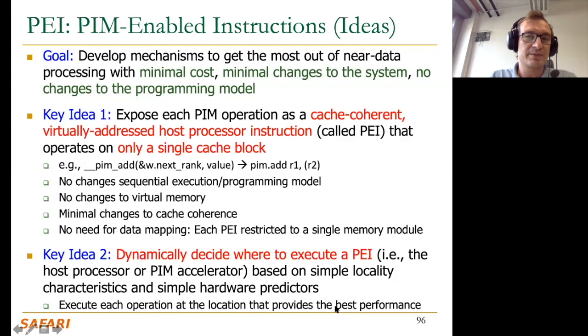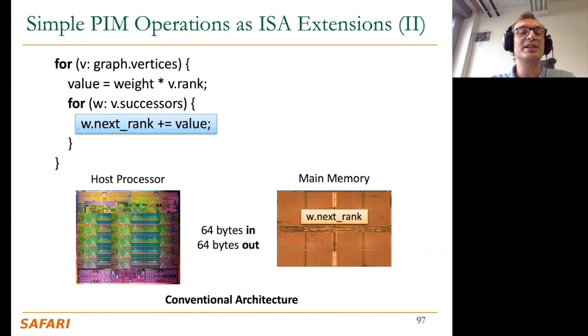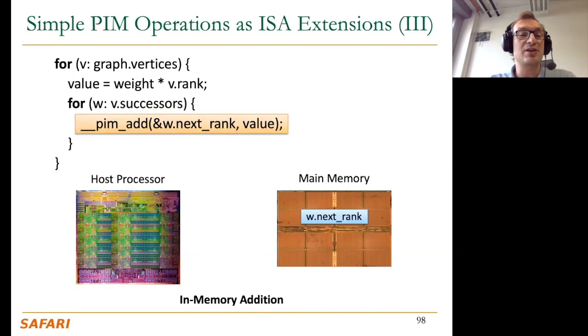So let's take a look at this a little bit by using the same example we had before. This is the PageRank example. If you want to update this next rank, you need to bring the cache block associated with it. You need to write back the cache block associated with it. So you're actually moving 128 bytes in total, assuming your cache block size is 64 bytes. Now, if you change this to a PIM-enabled instruction, like what I did over here, if you do in-memory addition, assume that this is executed in memory, the value just needs to be shipped to main memory, that's it. So assuming the value is 8 bytes, you're just moving 8 bytes, right? So we reduced the bandwidth consumption by 16x in this case, as you can see. So that's very powerful with a single instruction.